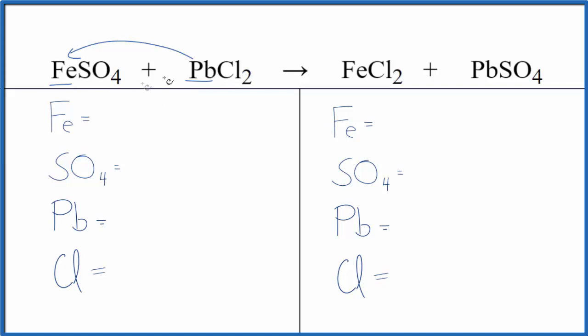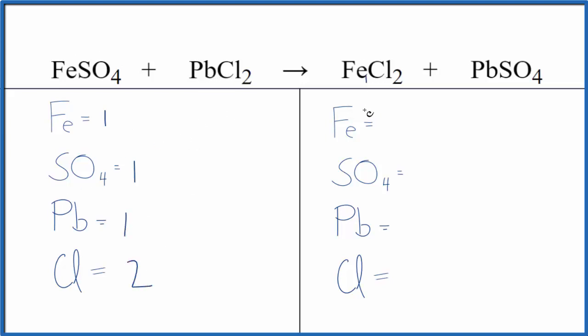Let's balance the equation. We have one iron, and then we use a bit of a trick. We have a sulfate here and here, so we count that as one thing. You get the same answer either way, it's just a little easier. So one sulfate, one lead, and two chlorine atoms.